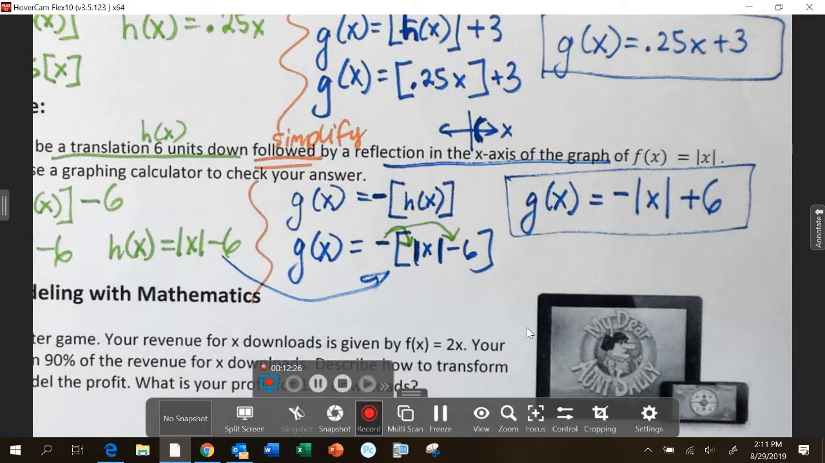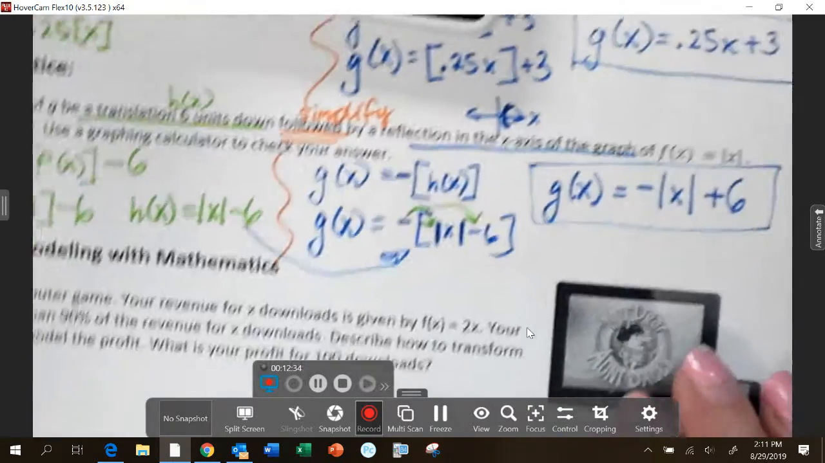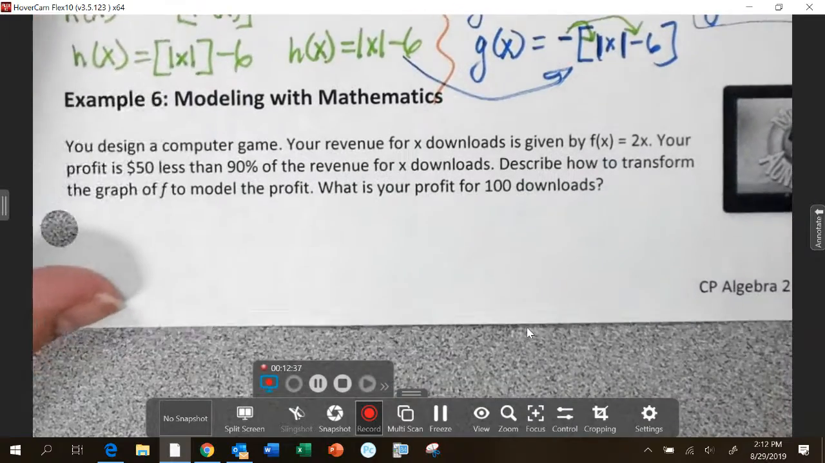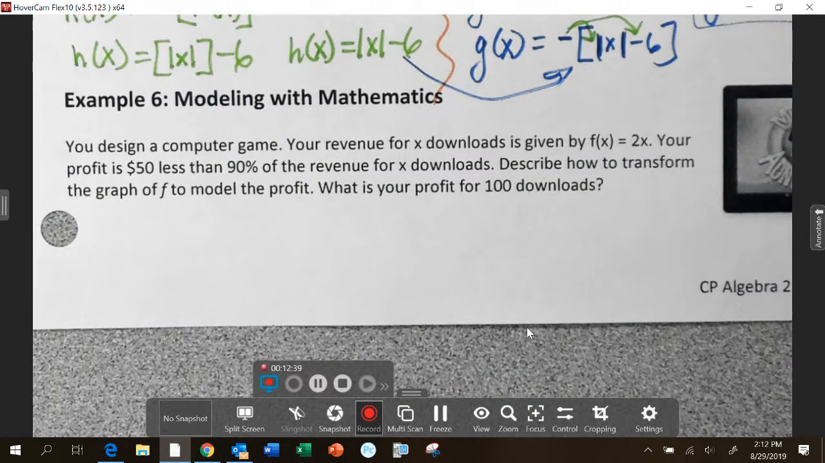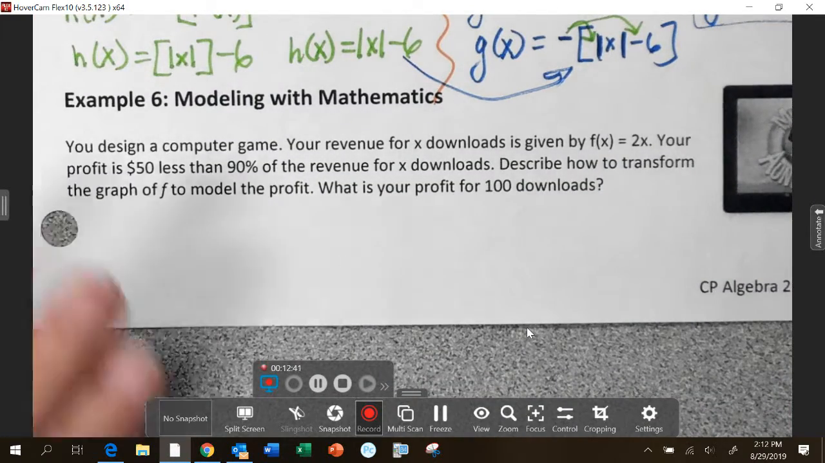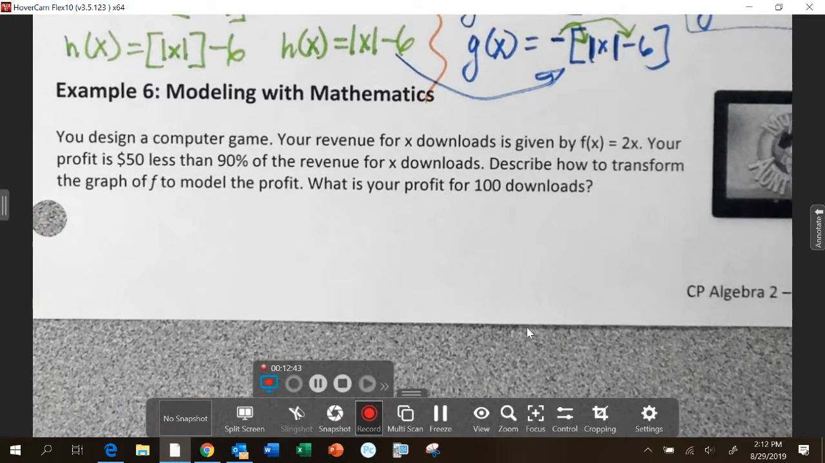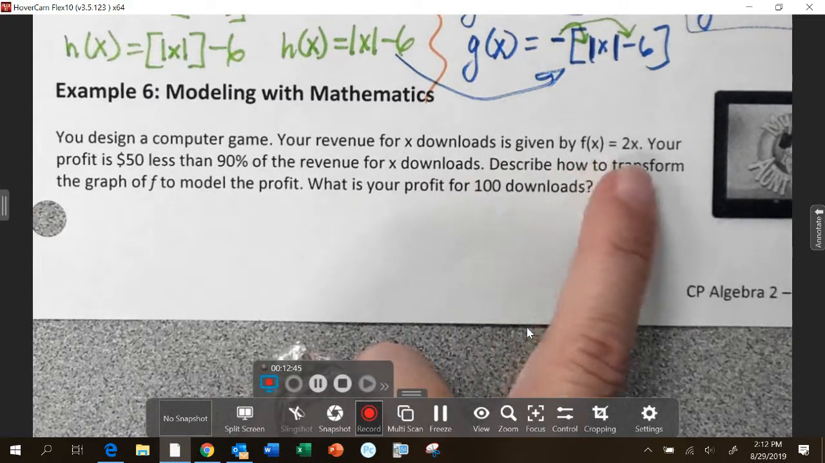Okay, the very last question is a real life application. You have to read it and figure it out. We'll do it together. So you design a computer game. Good for you. Your revenue for x downloads is given by f of x equals 2x.